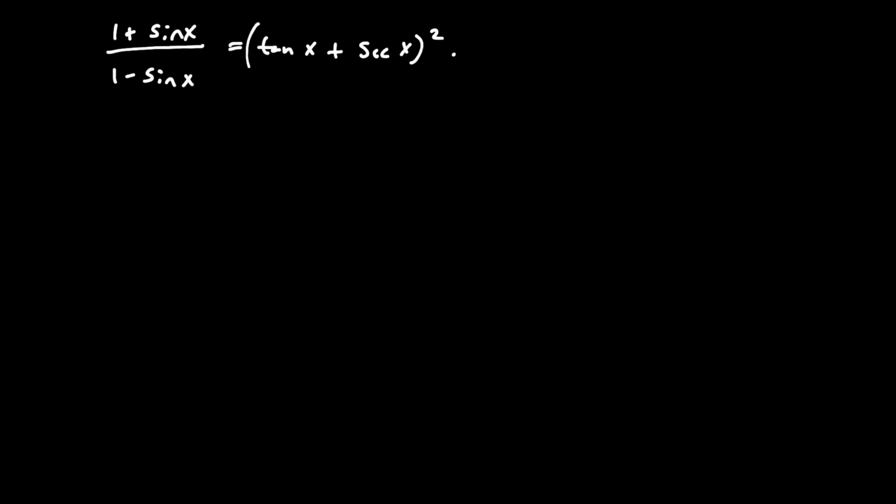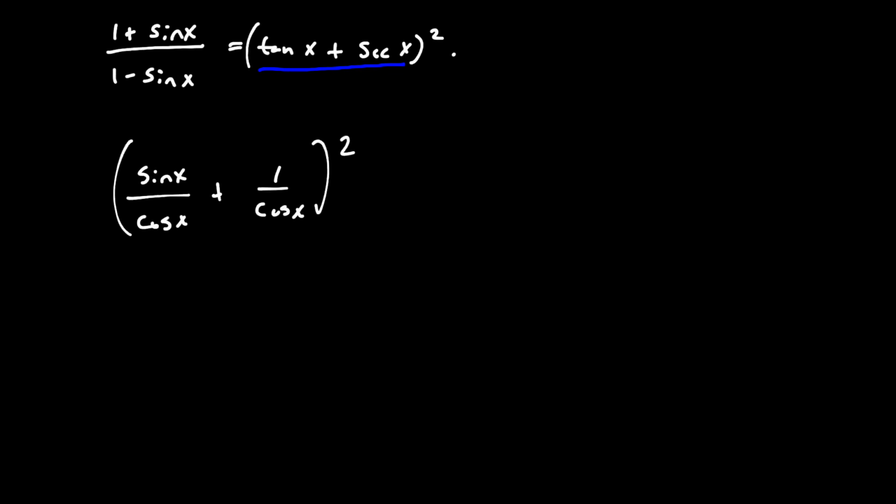And let's go ahead and rewrite the right-hand side in terms of sine and cosine. So we have tan x is sine x divided by cosine x plus secant x, which is just 1 over cosine x. And this is all raised to the second. Now combining this to be one fraction, we get (sine x plus 1) divided by cosine x, and this is raised to the second power.